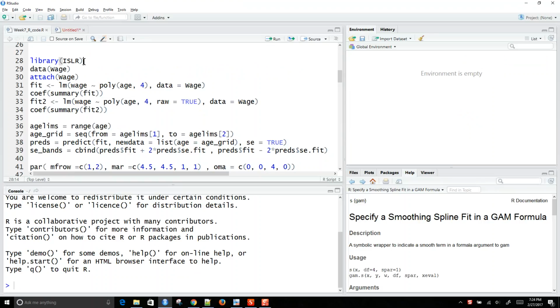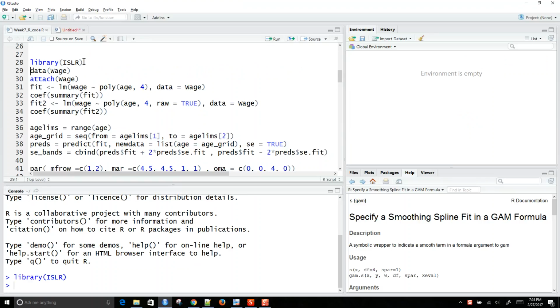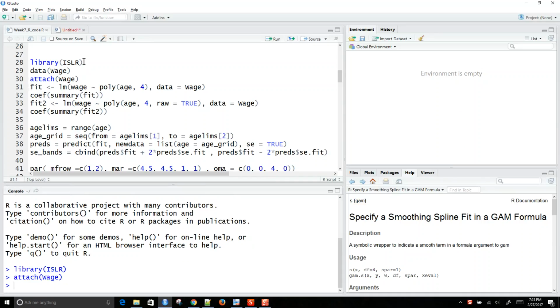Okay, and so that's ISLR. We'll attach the wage data set here. Let me just show you what this function poly does. Poly of age. Here, let me show you what 1 through 10 does. If I do poly of 1 through 10, comma 4, and then raw equals true, what this does is, are you guys able to see this? I'll rearrange my panels here. Console on the right.